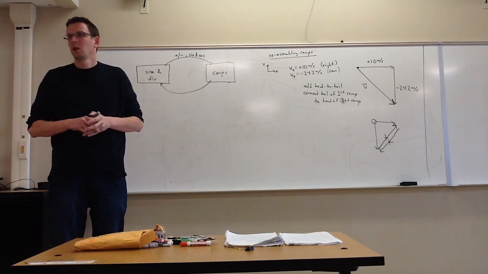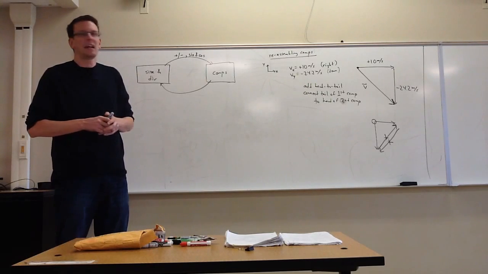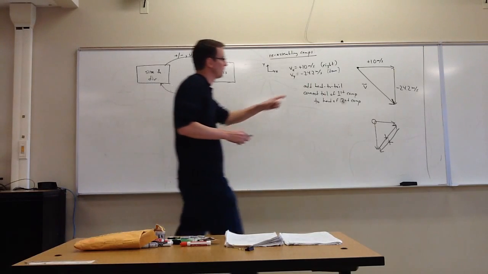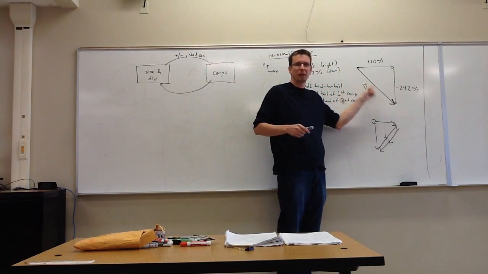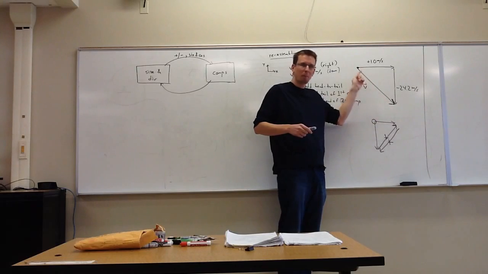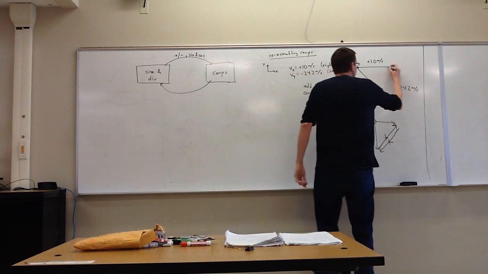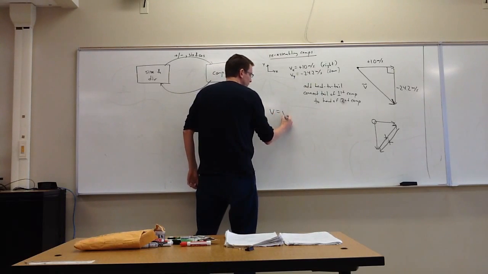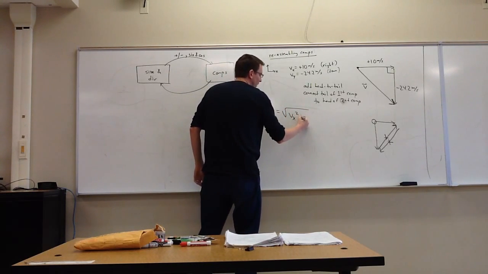Now, we've got that the direction is correct. We need to now get quantitative and figure out how long is this side. Any ideas on how we might get this? Pythagorean theorem, that's right. So this is a right triangle. And the overall size of this vector we get with the Pythagorean theorem.